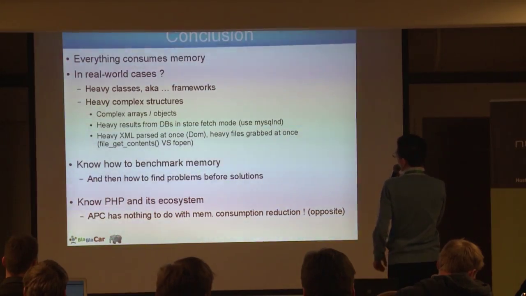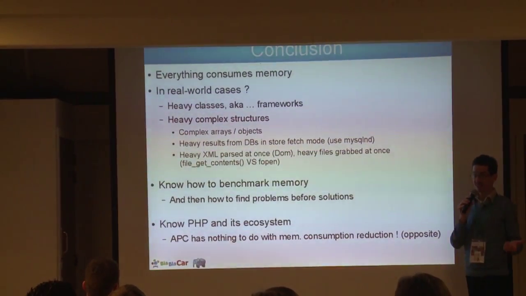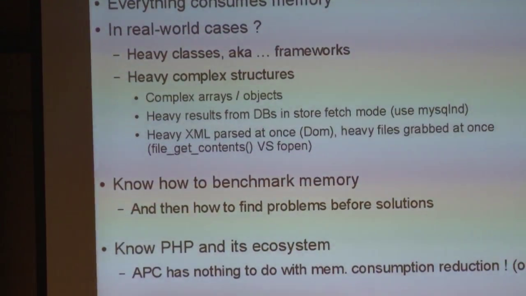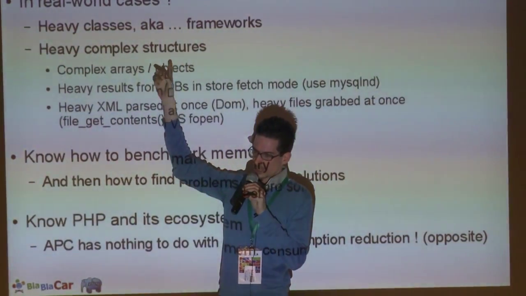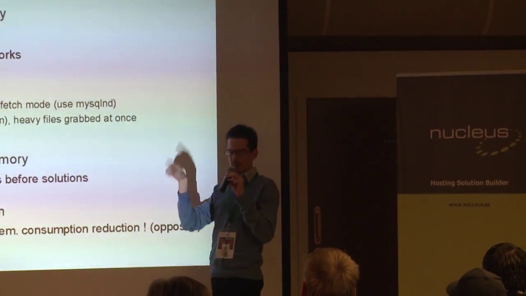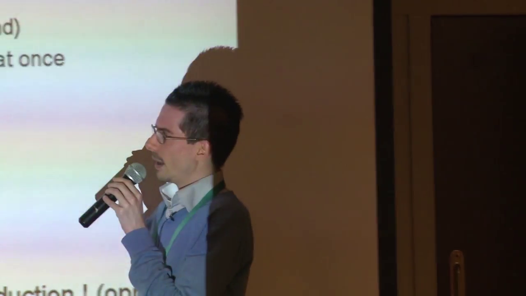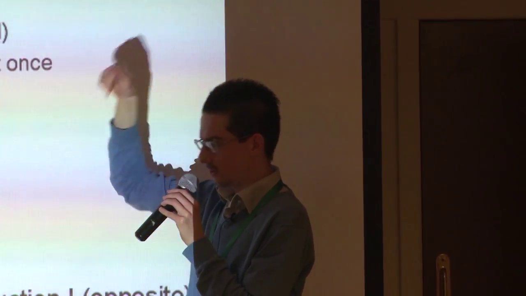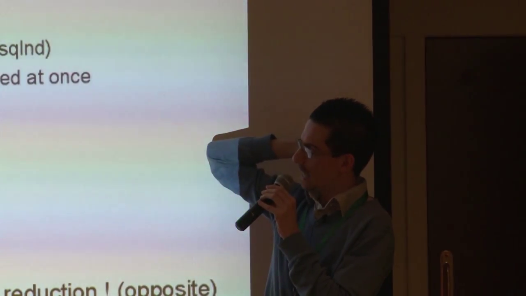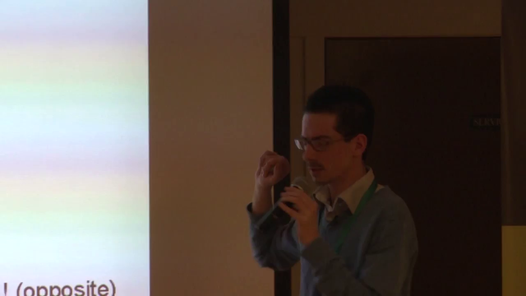So to conclude, everything consumes memory. In real world cases, all heavy classes, so frameworks, consume more memory. Heavy complex structures, the same: when you see the Symfony dependency injection container, it has circular references, etc. It could be optimized, but it's very hard to compute where. Heavy results are important. I have another talk, but not this day, not tomorrow, about how PHP allocates memory for MySQL results. And I have lots of things to tell about that.